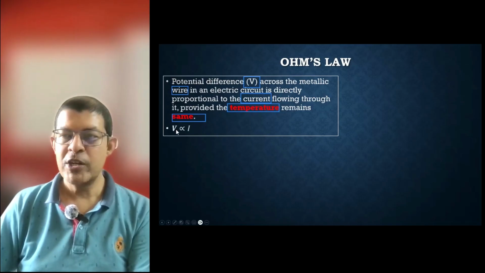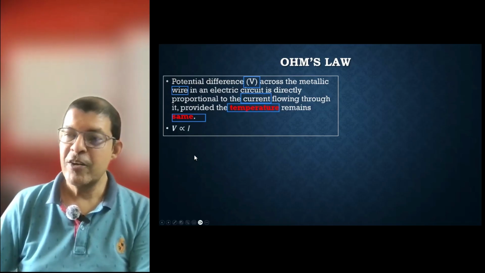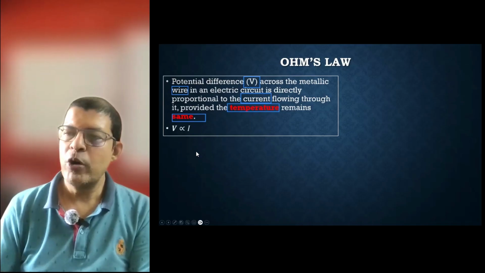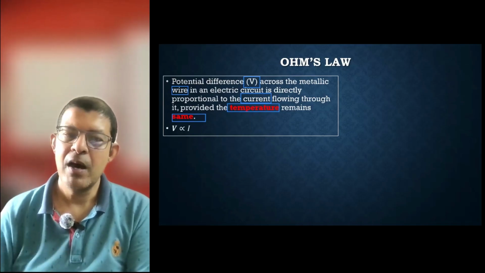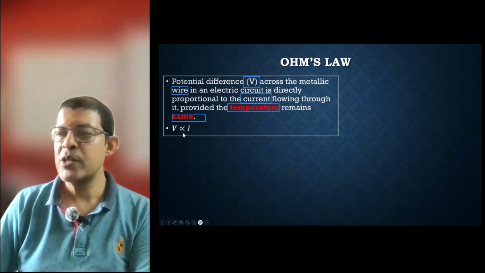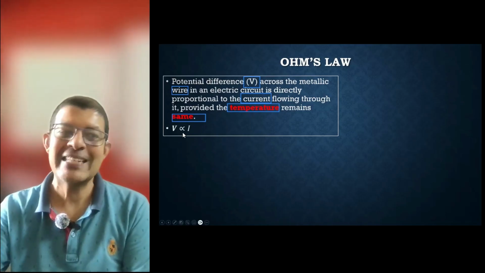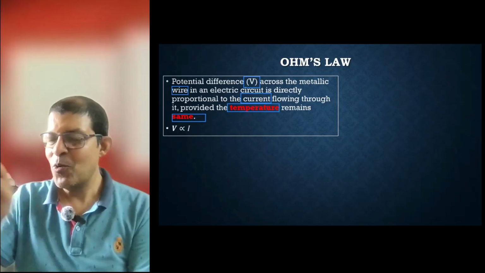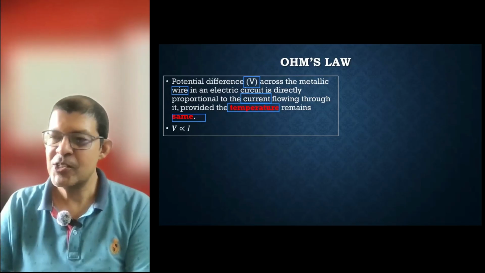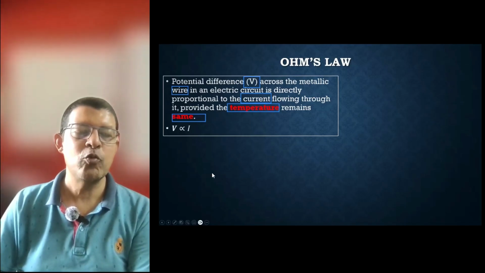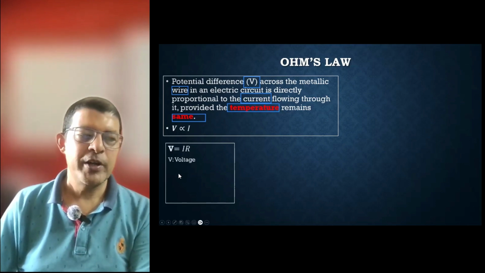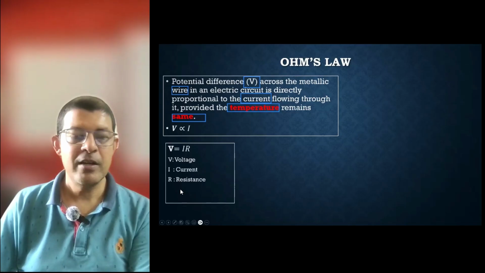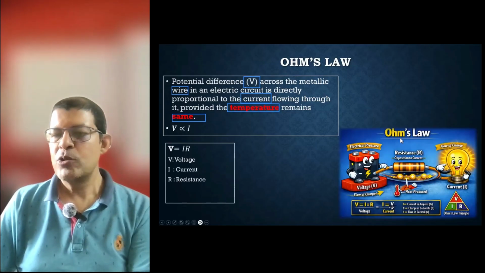That means potential difference is proportional to the current flowing. That means how much the voltage, that much the current. Lower the voltage, lower the current. Higher the voltage, higher the current. Now we have to remove the proportionality sign. So to remove the proportionality sign, the wire, the circuit will have some resistance, right? The proportionality sign will then be removed by the resistor. V is equal to IR. V is voltage, I is current, R is resistance. So this is Ohm's law.